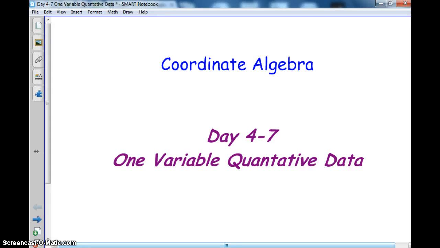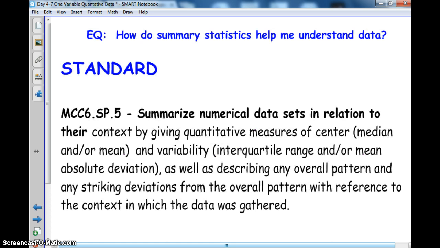Welcome to our Day 4-7 screencast, where we will be studying one variable quantitative data. This will begin our study of summary statistics with one variable to help us understand the data.